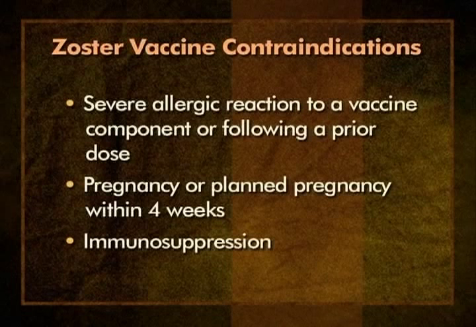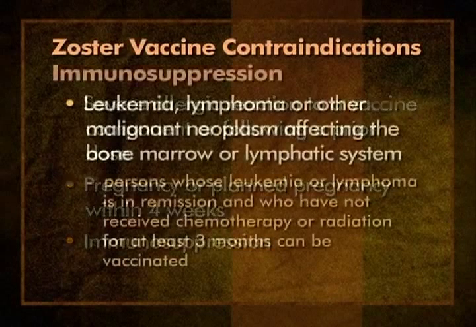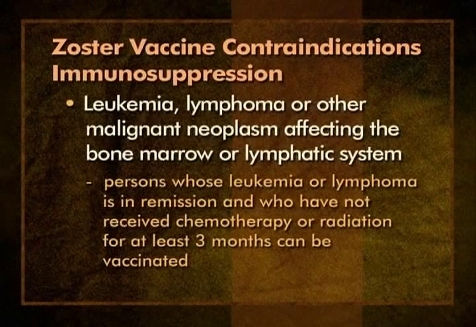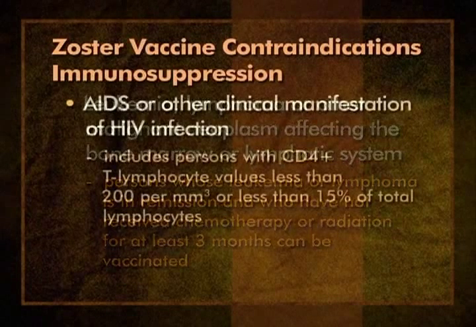We have received many questions about immunosuppression and zoster vaccine, so we will expand on this issue for a moment. Zoster vaccine should not be administered to persons with primary or acquired immunodeficiency. This includes persons with leukemia, lymphomas, or other malignant neoplasm affecting the bone marrow or lymphatic system. The package insert implies that zoster vaccine should not be administered to anyone who has ever had leukemia or lymphoma. However, ACIP recommends that persons whose leukemia or lymphoma is in remission and who have not received chemotherapy or radiation for at least 3 months can be vaccinated.